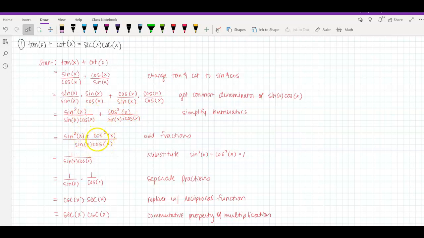And that gives me this term, which is great because sine squared x plus cosine squared x equals 1. So I can replace that. Then I can pull that back apart into two different fractions, which are reciprocal functions. That gives me my cosecant and my secant. And then you can switch the order of that because it's multiplication. So that's the commutative property. So there's example number 1.